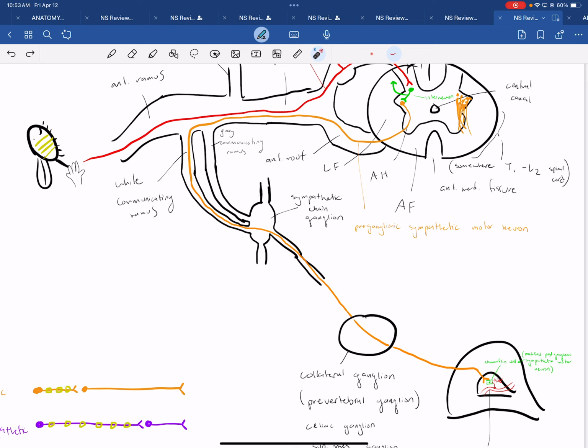Is the gray communicating ramus gray because it's full of cell bodies? It's gray because it's full of unmyelinated axons. Oh, okay. The ramus is all axons, right? There are no cell bodies. Bodies are in ganglia.